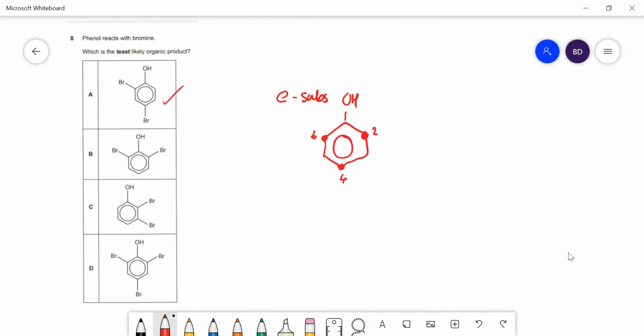So A is okay, they're in the right places. B is okay. C is wrong because this bromine here is on carbon number 3, and you tend not to get substitution there. So C is the answer. And D, of course, is okay because you've got 2, 4, and 6 there.